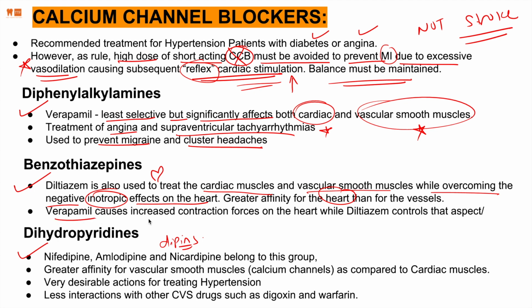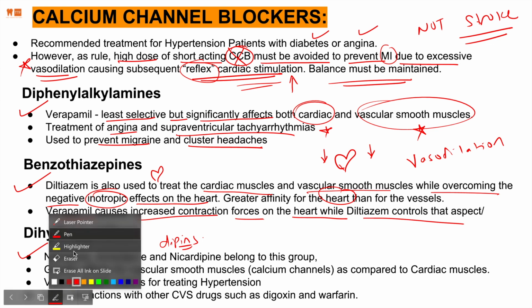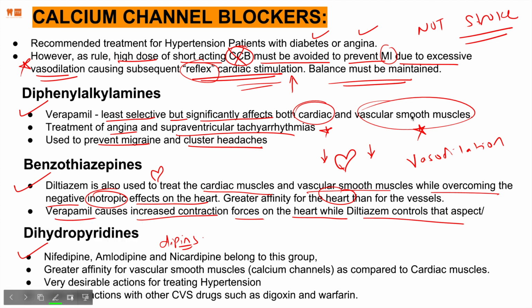Okay, verapamil causes increased contraction forces on the heart, while diltiazem controls that aspect. Okay, what does that statement mean? See, a lot of it has to do with heart activity. So think of it this way: calcium is excessively used to produce a heartbeat, correct? So if we block that calcium, then the cardiac muscles will be relaxed, blood vessels will be relaxed, and that will lead to vasodilation. Now, the difference between verapamil and diltiazem is that verapamil affects blood vessels itself.